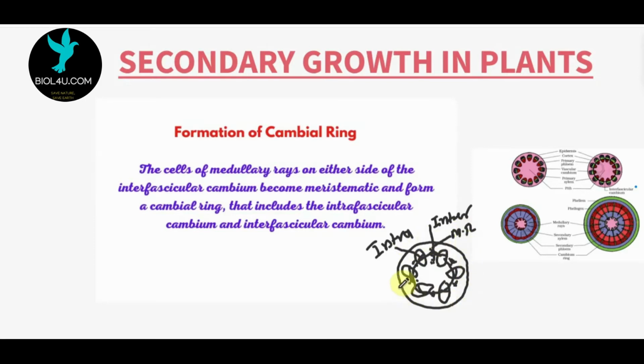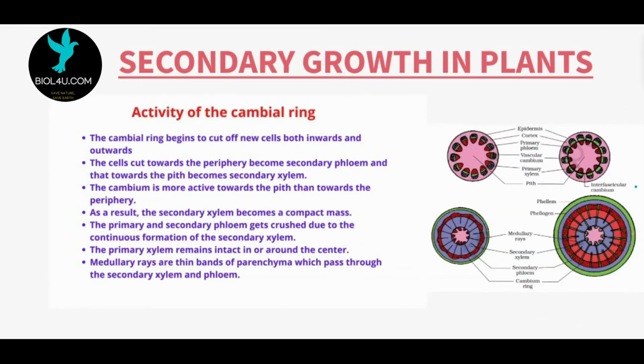So let us see how the cambial ring functions, what the differential activity of the cambial ring is, and how it produces secondary thickening, increasing the girth of the plant. So see here, this is the cambial ring. Here the cambial ring formation started, and this is the entirely formed cambial ring. This cambial ring begins to cut off new cells both inward and outward. This meristematic tissue ring produces new cells both outside and inside.